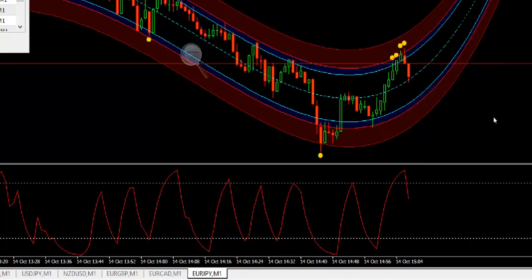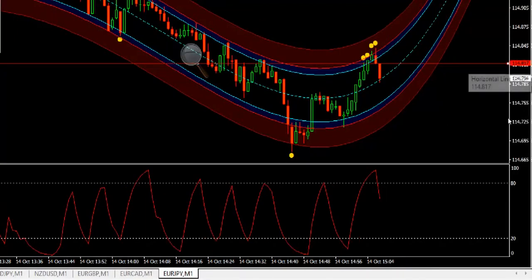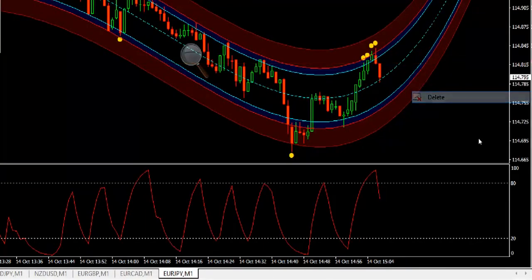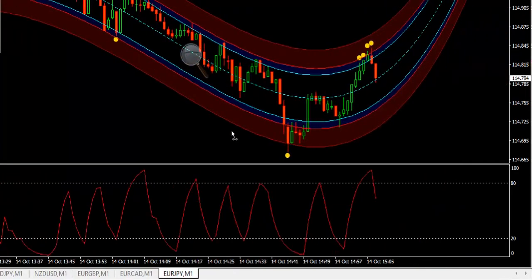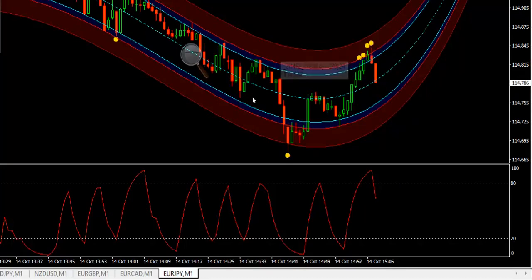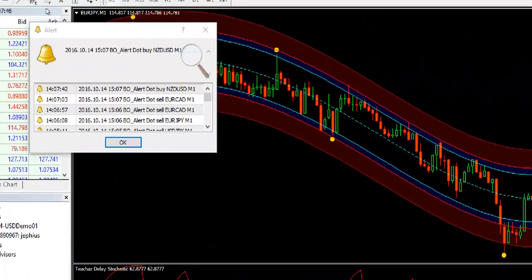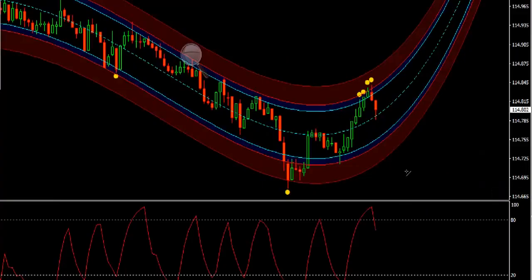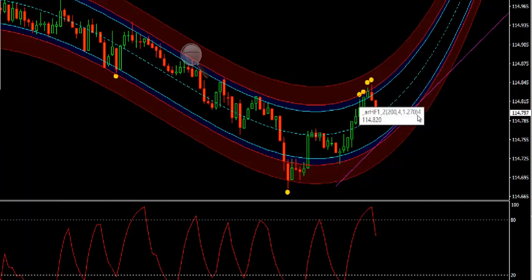But I will also teach you how to avoid these trades, because in some cases when it goes in the opposite direction, most of the time you end up losing if you keep on forcing it. In this case, this dot was saying it's going to go down, but if you check here and draw a trend line, you can see that this is the uptrend. There's no way it's going to go down, so you can simply avoid this.